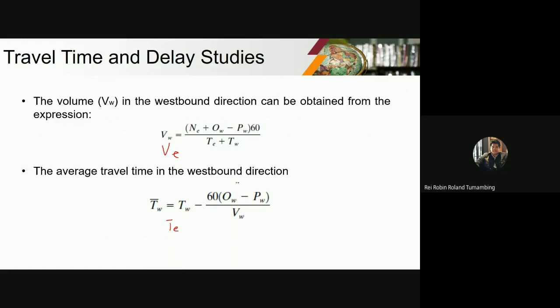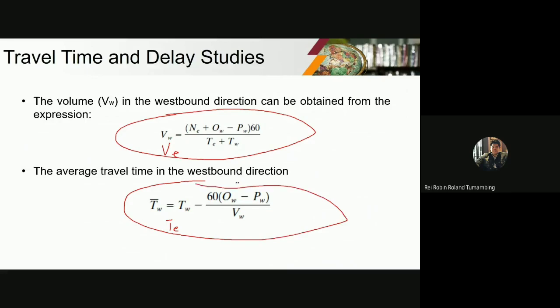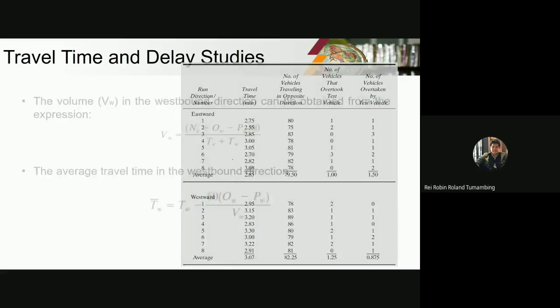First is the volume in the westbound direction. You could compute it using this equation. And the average travel time in the westbound direction, you can compute using this equation. Okay, let's try.